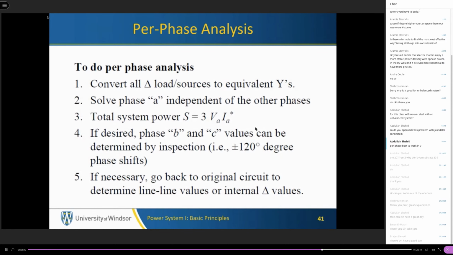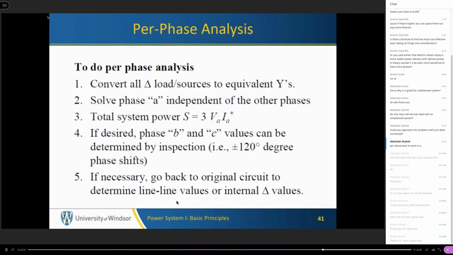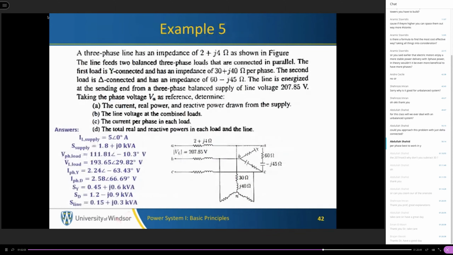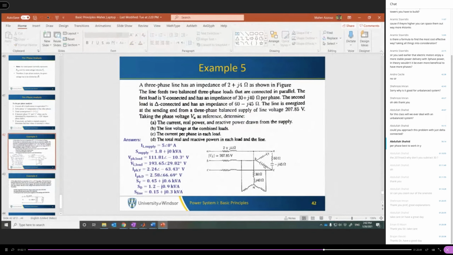Now these are the steps. We can solve example number 5, again to explain the per phase analysis. I already discussed all these steps before. So let's begin with this example. Another example here, but in this case, we have two loads. We have a delta connected load and a star connected load.